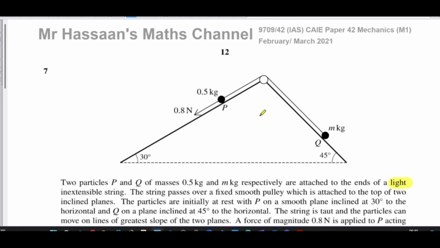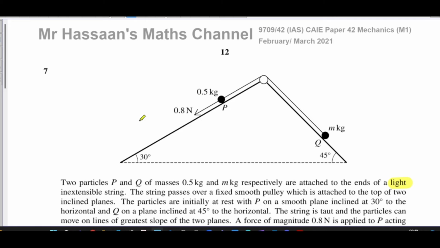inextensible string. So the light part means we ignore the weight of the string, which basically will mean that the tension throughout the string will be the same. So the tension at this point and that point will be the same, because there's no extra weight attached to the string as you go down the string. If it was not light, if the string had a weight itself, then the tension at the bottom of the string would be more than the top, because it has the weight to support of what's above it as well. So that's why the tension is the same all the way through the string if it's a light string.